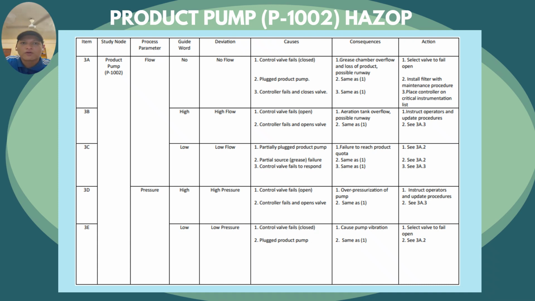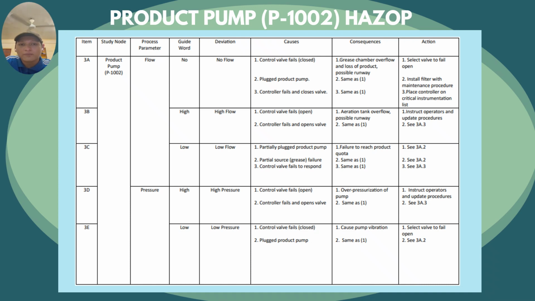Now for low flow, the causes would be partially plugged product pump, partial source grease failure, control valve fails to respond. Now for the consequences, for number 1, we have failure to reach product quota, with number 2 and number 3 being the same as 1. The actions we can take for number 1, C3A.2 being also number 2, and number 3, C3A.3.